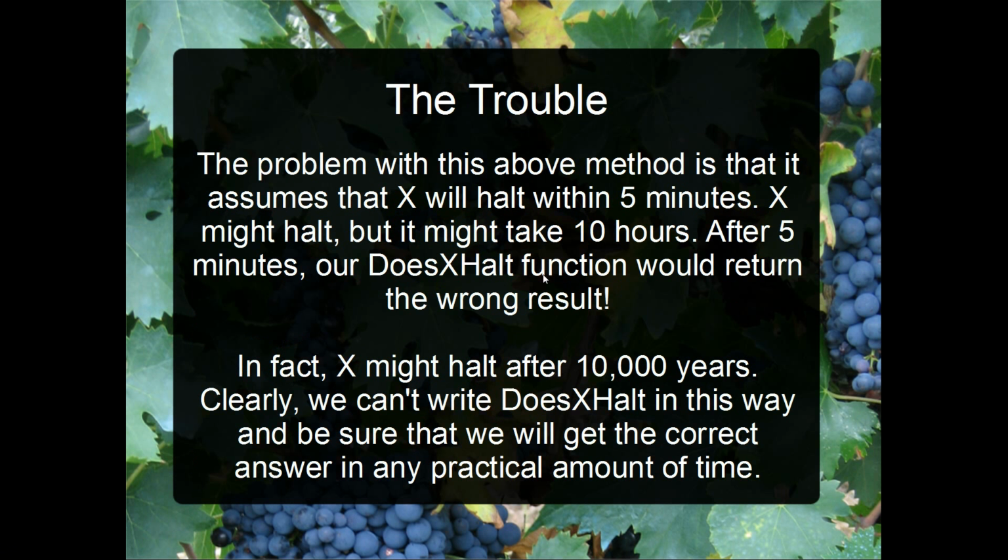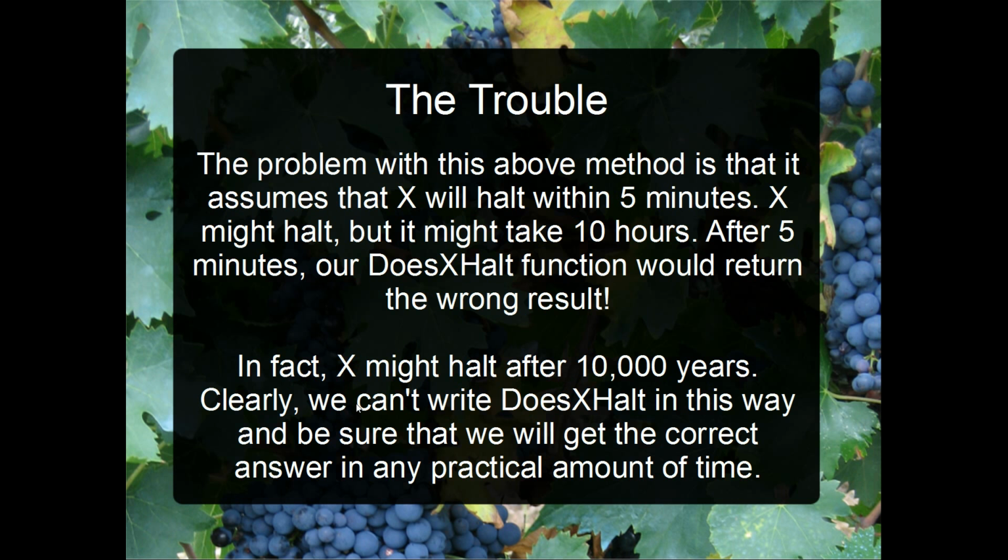Fair enough. So the trouble with the previous slide might be obvious. X might still be calculating after 5 minutes, but it mightn't actually be in an infinite loop. Maybe X has got a really complex problem to calculate and it actually takes 10 hours. But after 5 minutes, our does X halt function is going to return the wrong result. It's going to say false, X entered an infinite loop, when actually X didn't. It's just got a complex calculation to figure out. In fact, X might halt after 10,000 years.